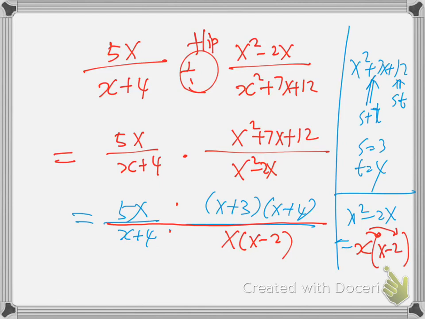So now let's cancel common factors. x plus 4 cancels, x and x cancel. So on top, we have 5 times x plus 3. On bottom, we have x minus 2. So that's the answer. Multiplication and division are not hard. The harder part is the factoring part. Next time we will talk about addition and subtraction of rational expressions.